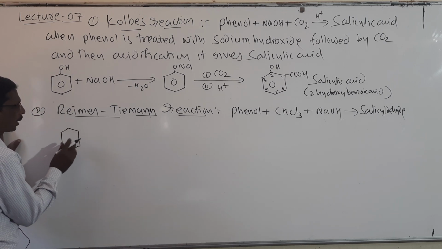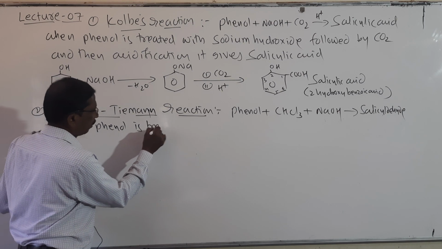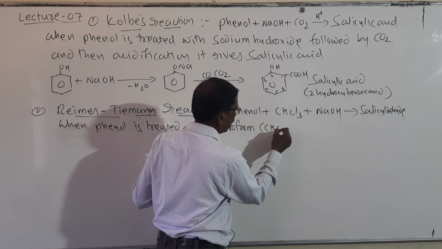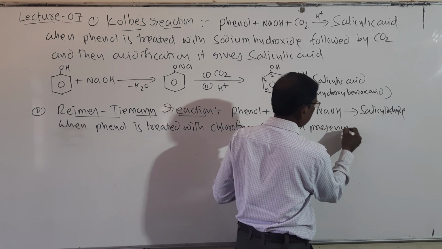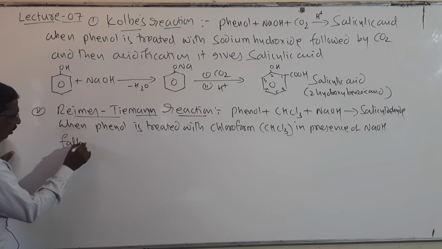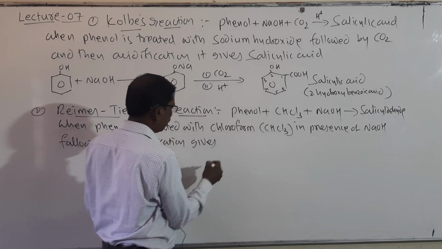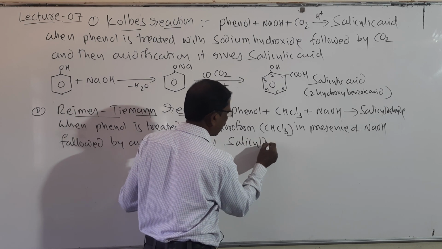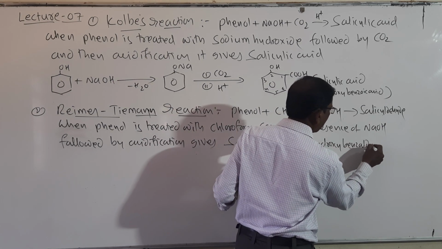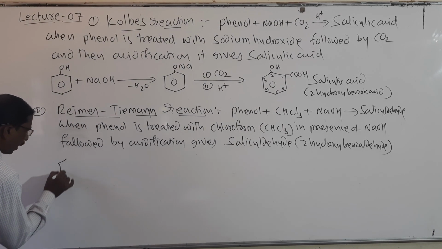Look here, when phenol is treated with chloroform, CHCl3, in the presence of NaOH, followed by acidification, it gives salicylaldehyde, and this salicylaldehyde is also called 2-hydroxybenzaldehyde or 2-hydroxybenzene carbaldehyde. Look here students, I will write this reaction.